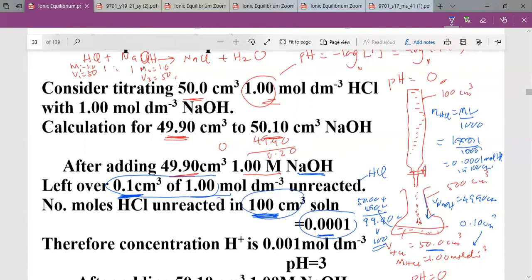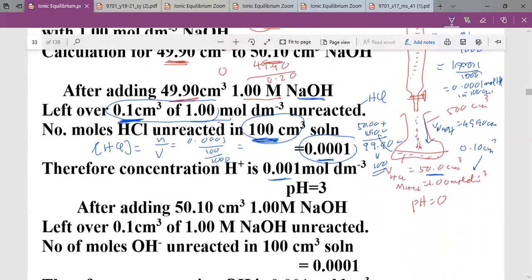So what is the molarity? What's the concentration of your HCl in moles per dm cube? Of course, it will be number of moles over volume. So what's the number of moles? 0.0001 over 100 or 1000. Yep, because of course, some here, 0.003. So what's the pH? Of course, pH is 3.